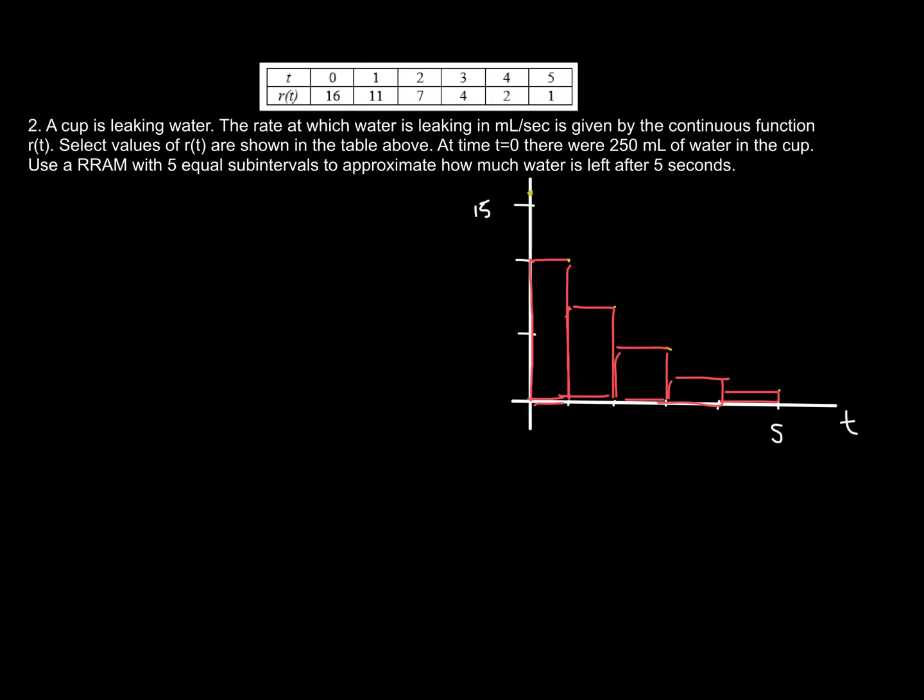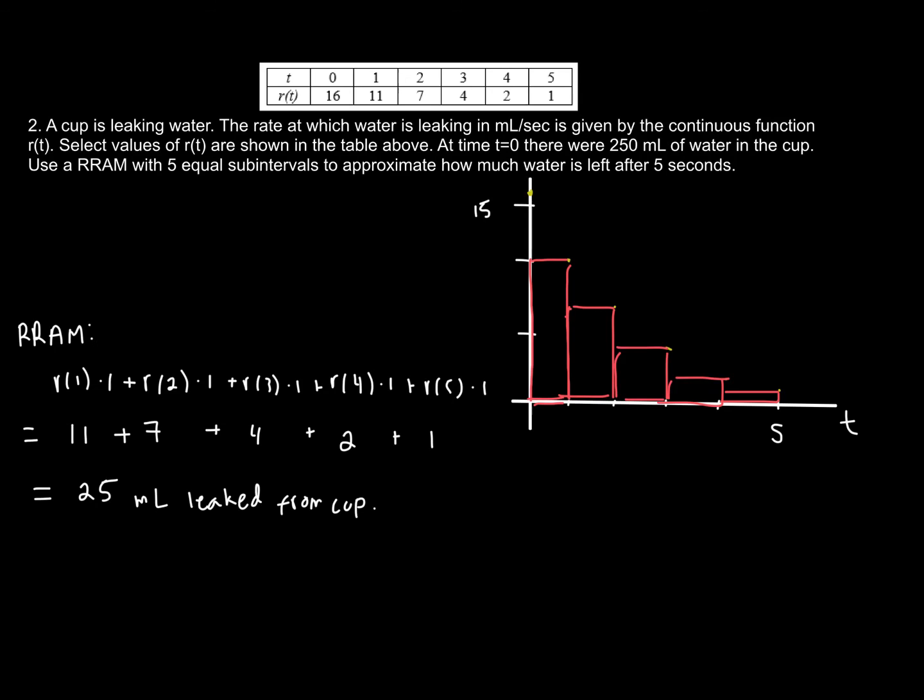Now I can use the values of my function r and the fact that each interval is length 1 to compute the area of each rectangle and add them together. Going ahead and computing the area of each of these rectangles is fairly straightforward. Make sure that you're using the right endpoint. And since your intervals are of length 1, that's very easy as well. You're just multiplying the value of your function r at each right endpoint by 1, and then adding together. And you'll end up with 25 milliliters.